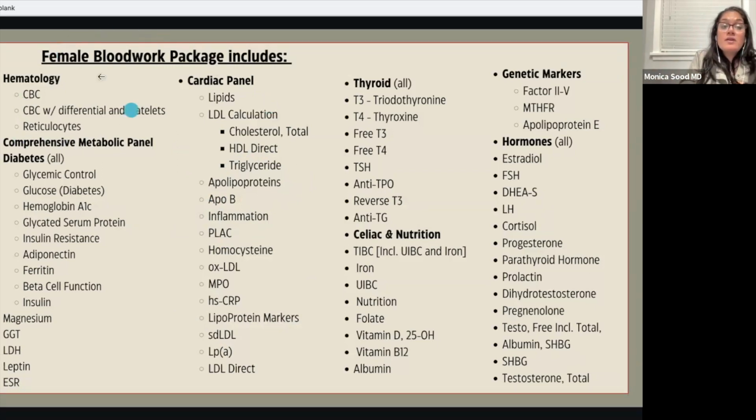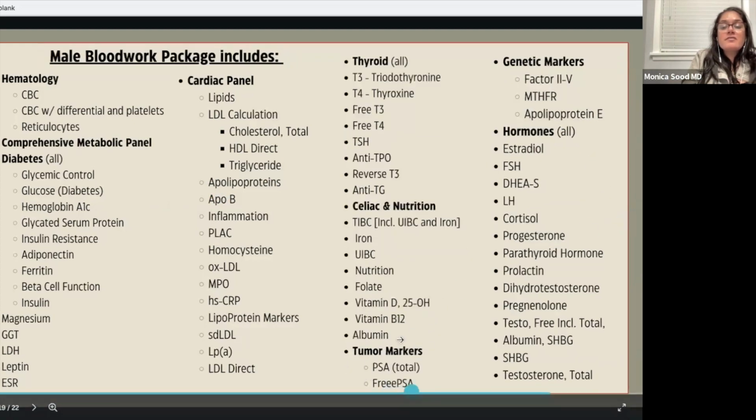And we talked on day 1 about CBC, day 2 about our thyroid, and today we talked about the cardiac or the lipid panel, but there's a lot more to it when looking at the cardiac panel. So this is for the females, and for the males, we add in a few more things.